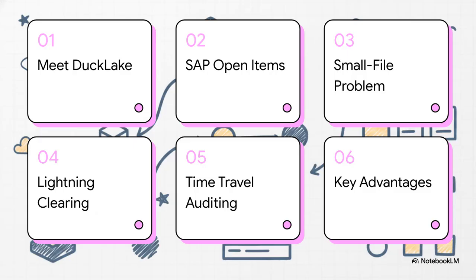Here's our roadmap for today. 1. Meet Dukelake. 2. SAP Open Items. 3. The small file problem. 4. Lightning clearing. 5. Time travel auditing. And 6. Our key advantages summary.